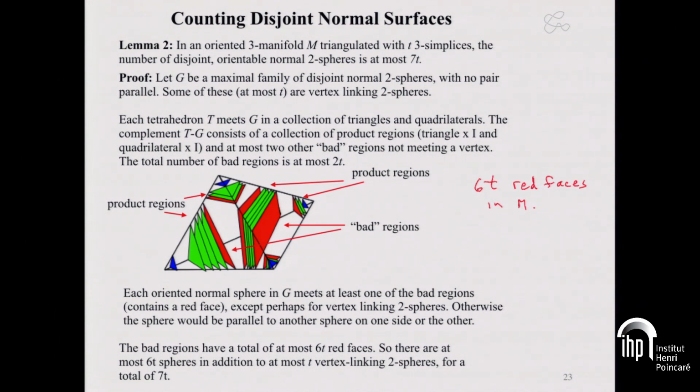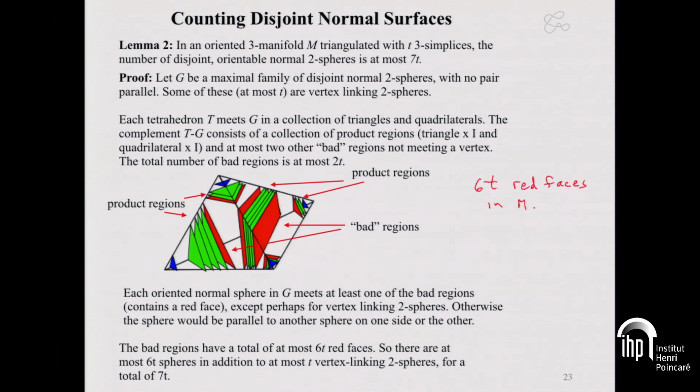If you're not parallel on both sides to another two-sphere, you must have one of these red triangles or quadrilaterals somewhere in your triangulation, or you must have one of the blue ones. Now, the blue ones come from neighborhoods of vertices. If I take a neighborhood of a vertex, I get a little sphere called a vertex linking sphere. Right? So we can ignore the blue ones. How many red pieces are there in this tetrahedron? Okay, so that's the next exercise. How many red pieces are there in a tetrahedron?